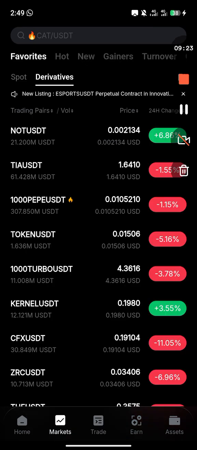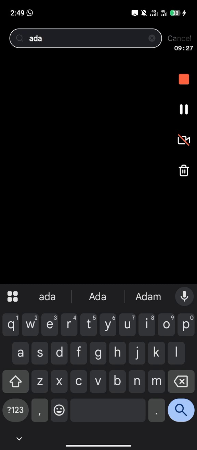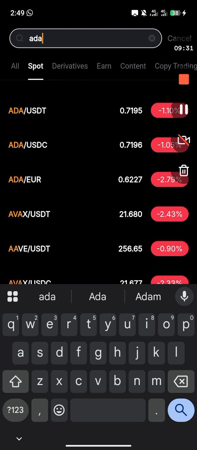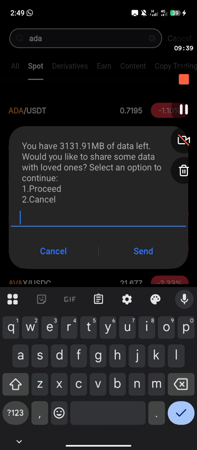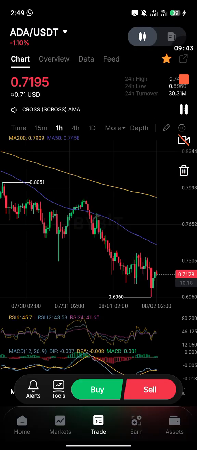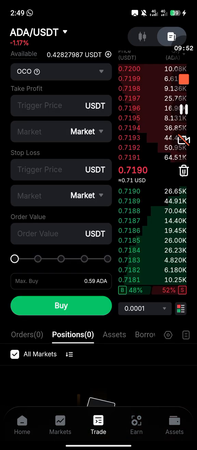So imagine you want to trade ADA. It's on spots. Derivative means futures. So for those that want to trade on spots, we click on this; we have ADA USDT, we have ADA USDC. Depending on what you have in your portfolio, if you have USDT in your portfolio, you click on this. If you believe that ADA will go up in price, you click on buy.